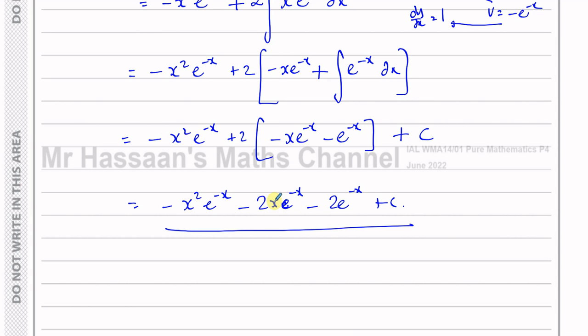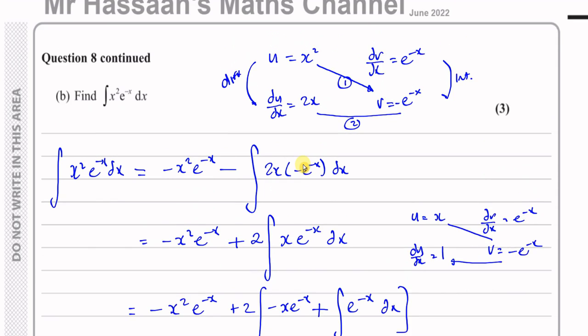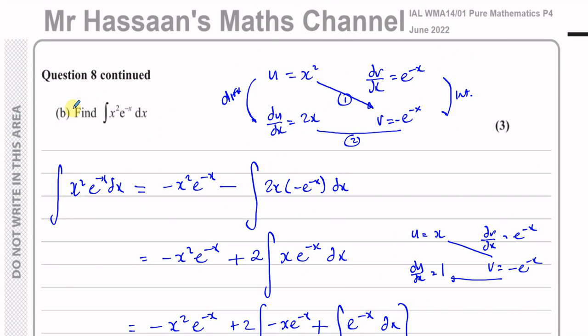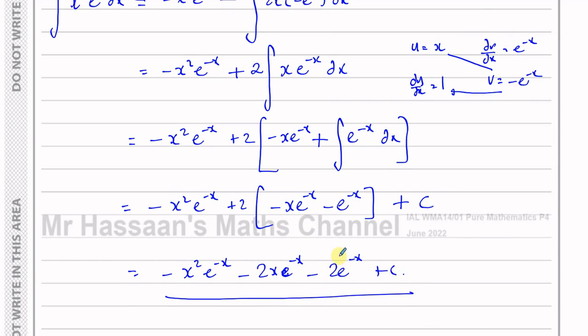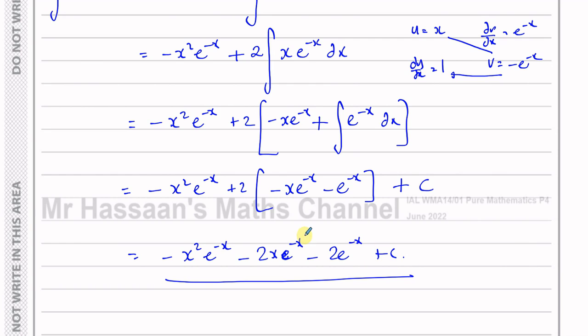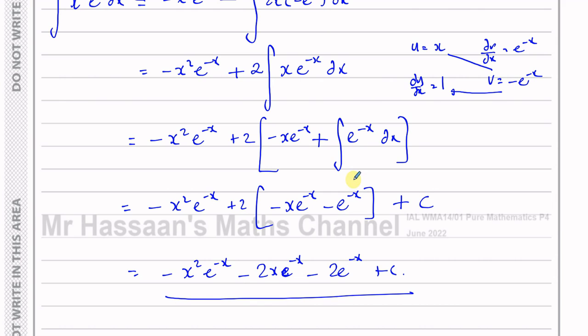Which is question number 8 part B. Okay, there's the answer to 8 part B. Yeah, so that's negative, that's right. Okay, so now I'm going to go on to question part C.